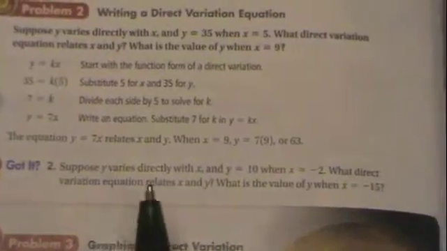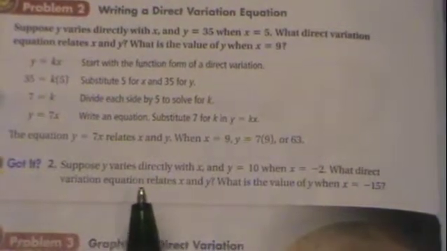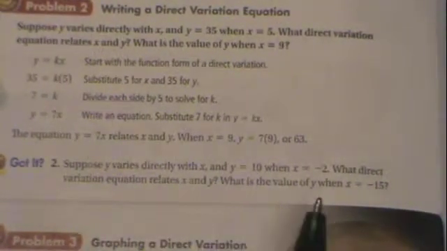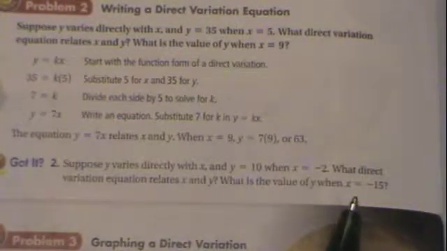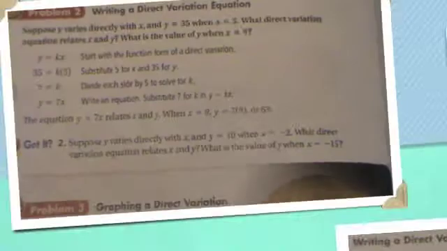Got it. Number 2 asks you to do a couple of things. It asks you first to find the equation. Then it says what's the value of y when x equals -15. I'm going to find my Rubik's Cube. Then we'll check our answers.